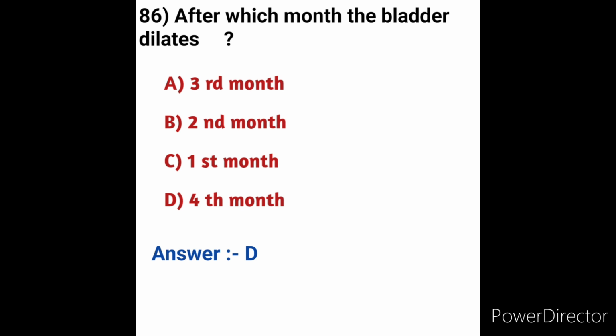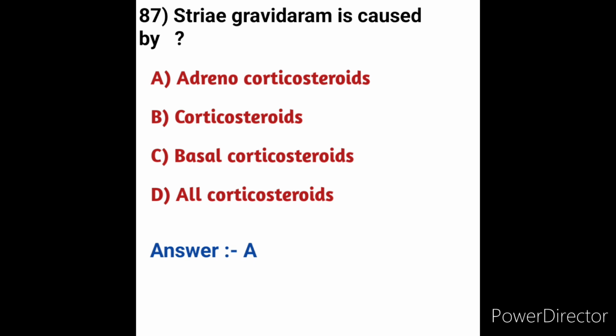Next, move on to question number 87. Stria gravidarum is caused by. What is stria gravidarum? The stretch marks over the stomach during pregnancy are called stria gravidarum. What are the causes of stria gravidarum? We will see the options here.